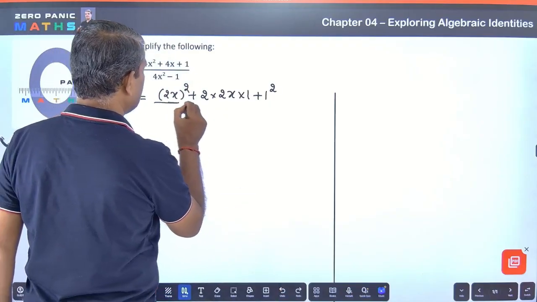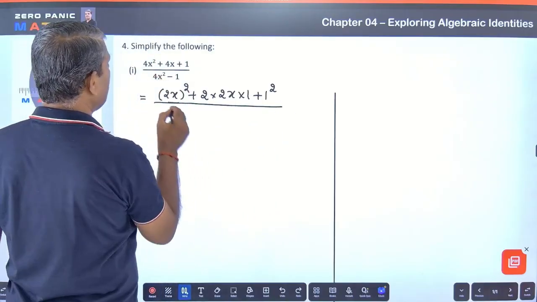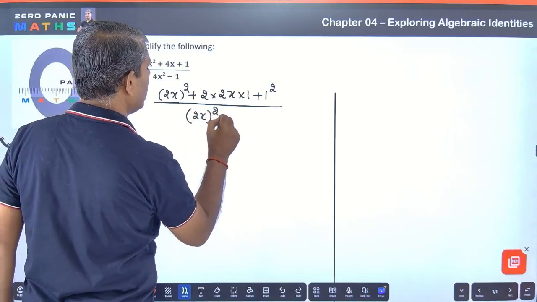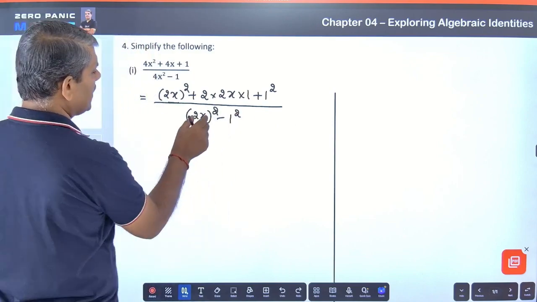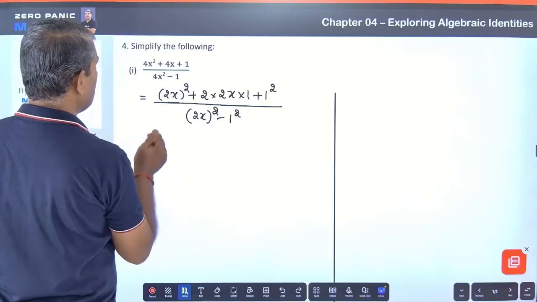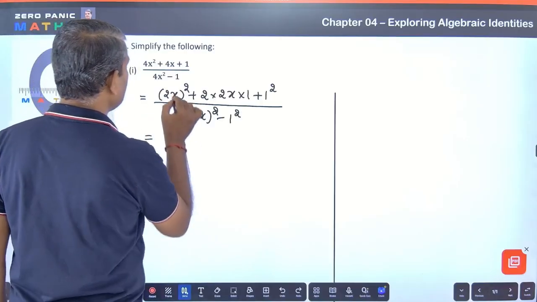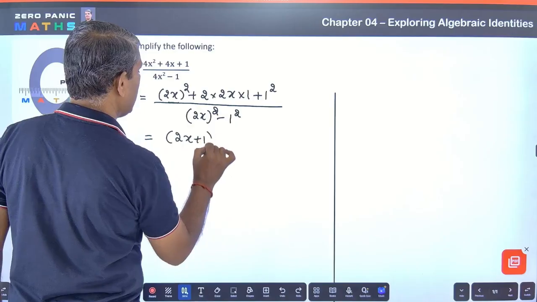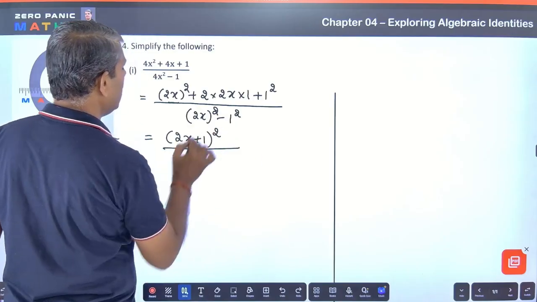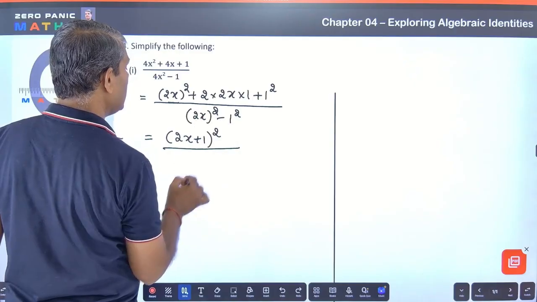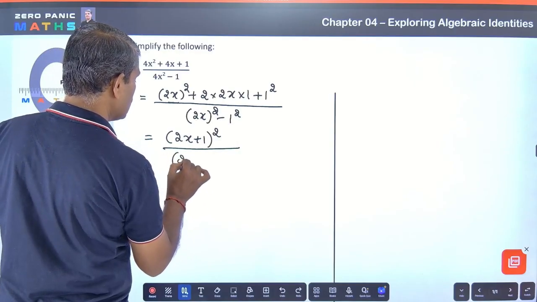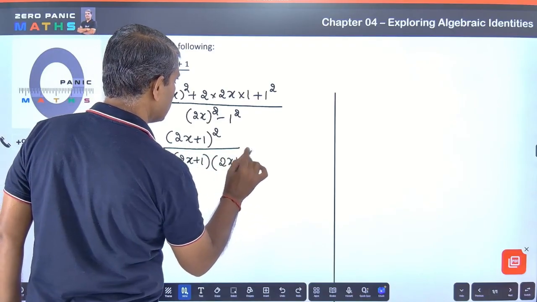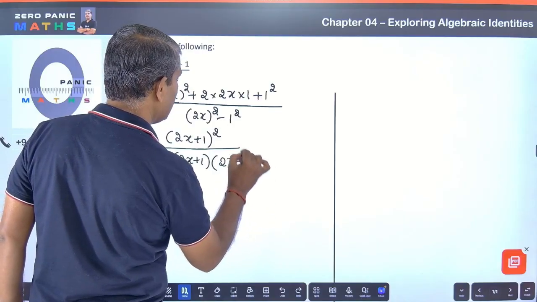Now let me write the denominator. The denominator is 4x square. I can write it as (2x) whole square minus 1 square, and this makes it a square minus b square. So the numerator, I can write it as (2x plus 1) whole square. It is (a plus b) whole square, right? Now below, 2x is a and 1 is b here, and it is (2x plus 1) and (2x minus 1). We know this, right? Because it is a plus b and a minus b.